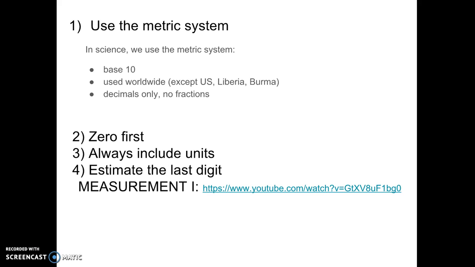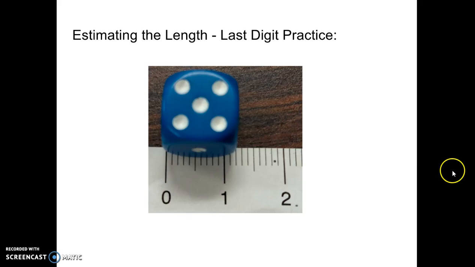And then we're always going to estimate the last digit. So you can always go one digit further than what is marked on your device. I'm going to show you an example of that. We're going to watch this video also in class before we do our measurement activity. So here's some practice with estimating the length and estimating that last digit.